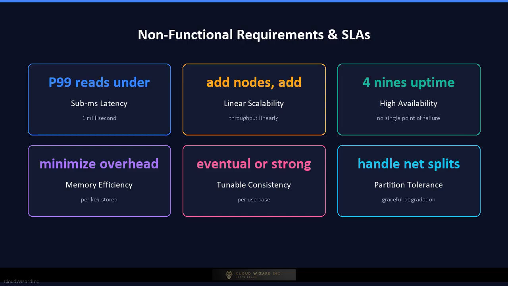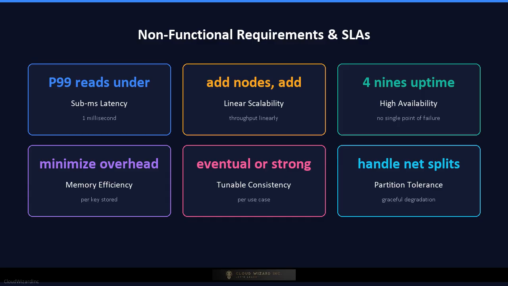Now the non-functional requirements. Latency must be sub-millisecond for reads and low single-digit milliseconds for writes at the 99th percentile. Throughput must scale linearly. Adding more nodes should proportionally increase the number of operations per second the cluster can handle. Availability must be extremely high, four 9s or better, because if the cache goes down, the database gets hit with a thundering herd and likely goes down too.